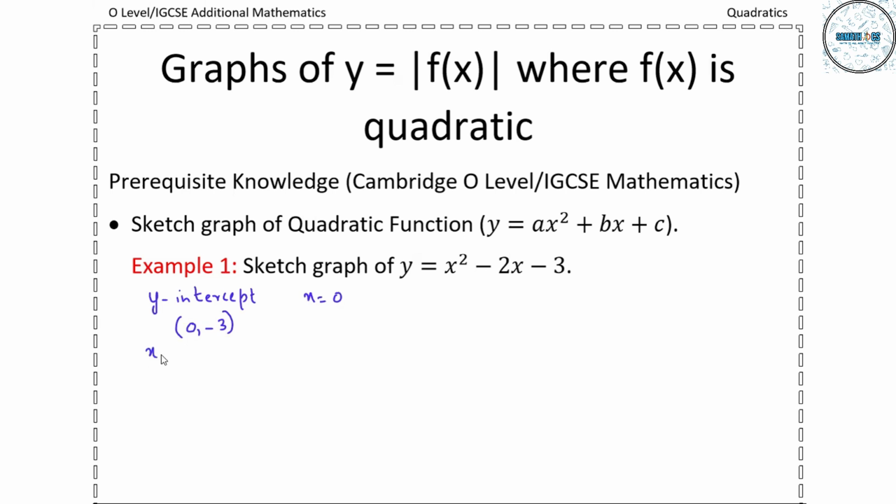Then we have to take out x-intercepts. For x-intercepts, we have to take y as 0. So it means x squared minus 2x minus 3 is equal to 0, which can be factorized using middle term breaking. We have here minus 3. It will be multiplied by x squared. So we'll get minus 3x squared. Then you have to make factors in such a way that when you add or subtract, you get minus 2.